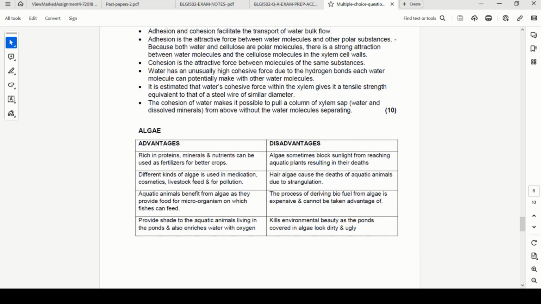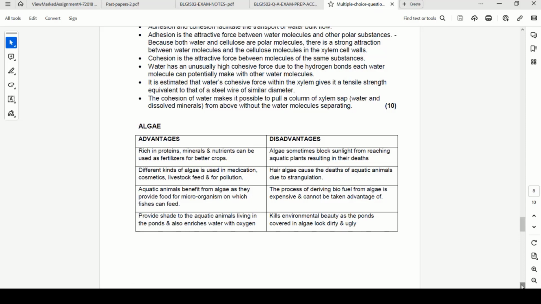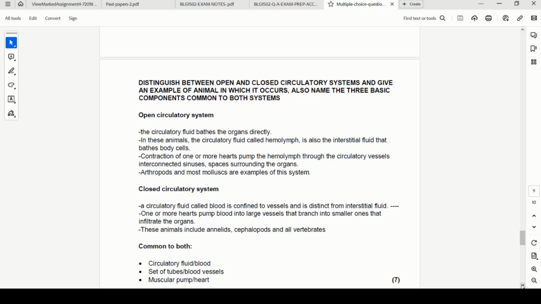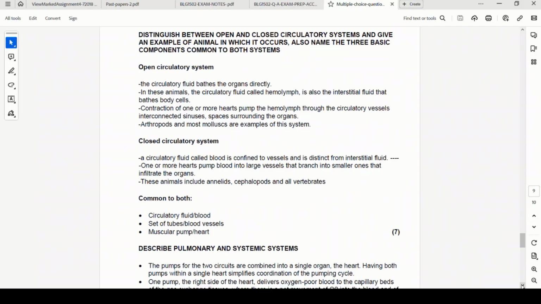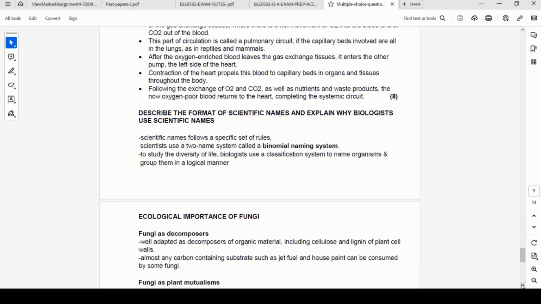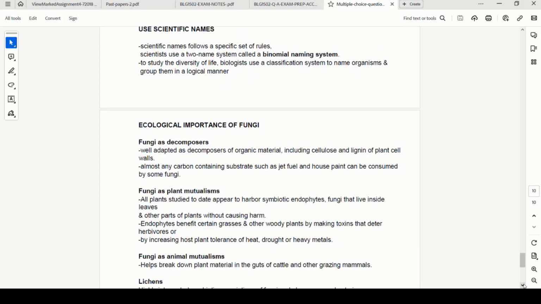And then you might have to take one of these, and select the characteristics that you have seen here. Then distinguish between open and closed circulatory systems and give an example of an animal in which they occur. When all of these, please go through this. You don't have to worry about the drawing. The taxonomy and the naming of scientific names, it's a free mark for that one. You're going to have to know what they're talking about.